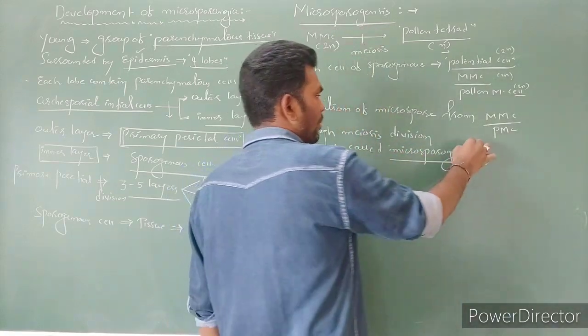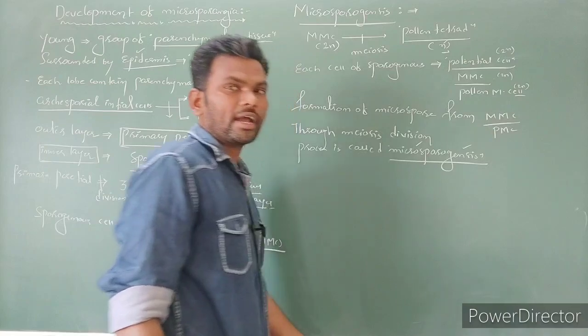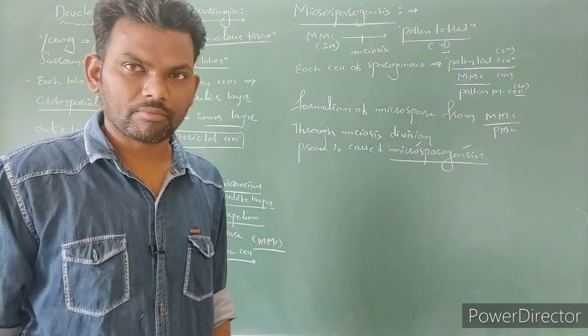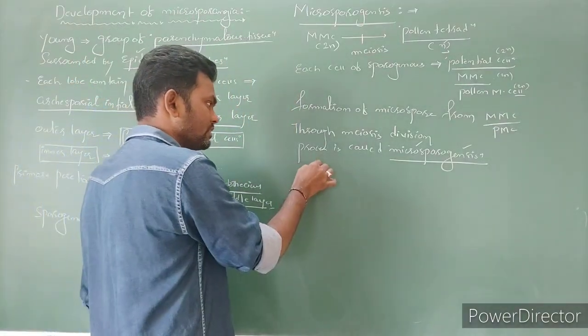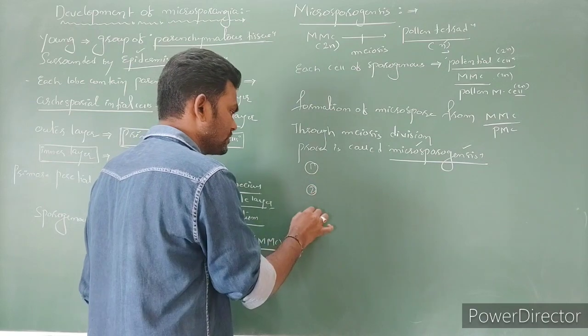Genesis means formation. Microspore means pollen grain. Nothing but pollen grain formation. So here some synonyms are there. Generally the students are going to get confused here.